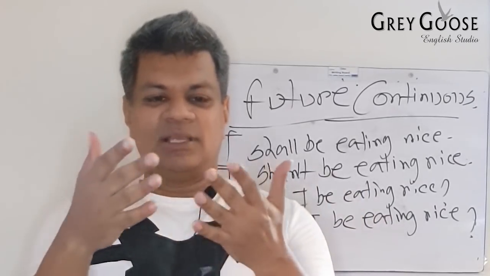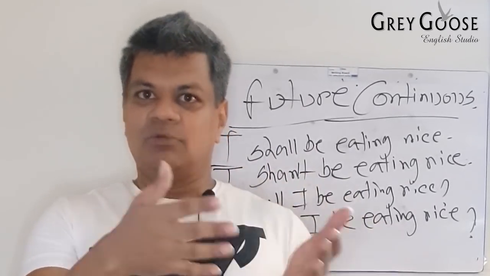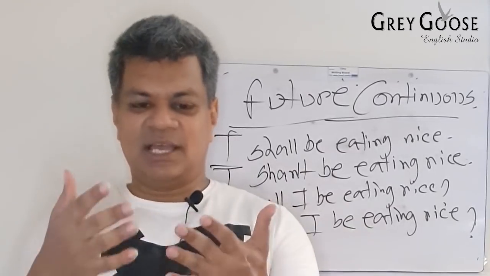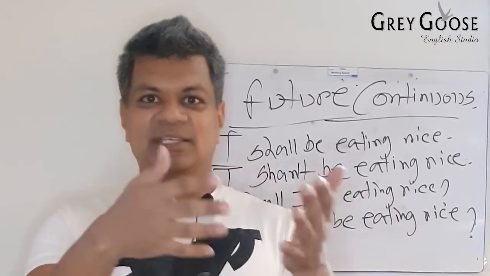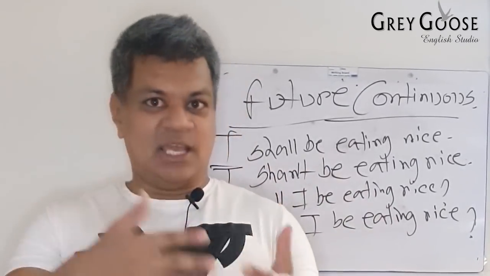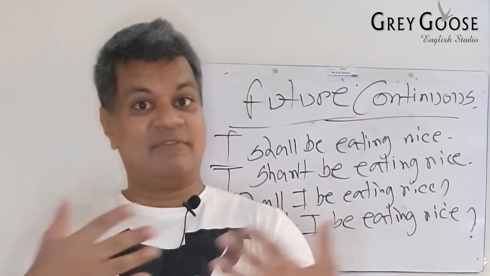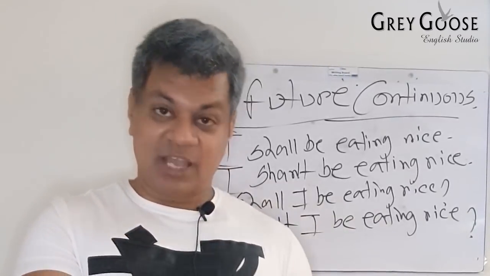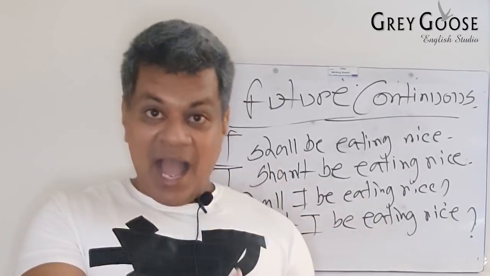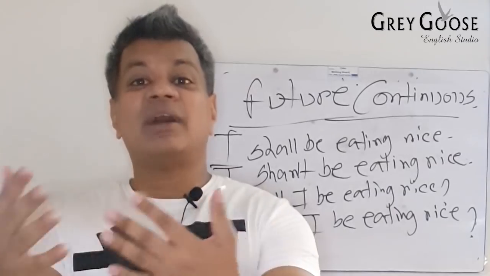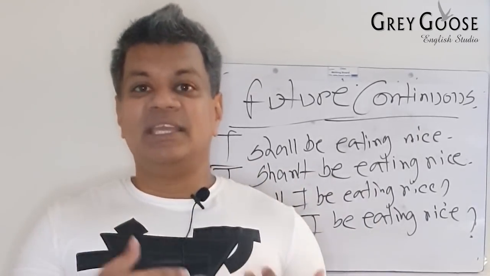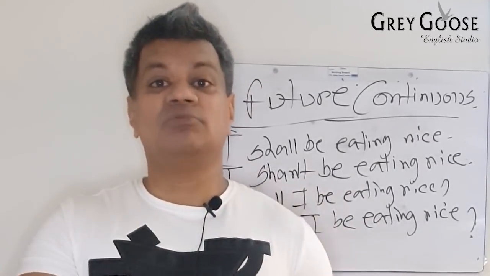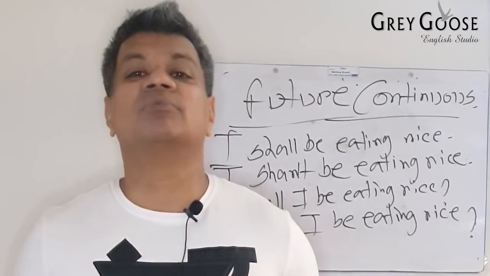I eat rice. I don't eat rice. Do I eat rice? Don't I eat rice? I am eating rice. I ain't eating rice. Am I eating rice? Ain't I eating rice? I have eaten rice. I haven't eaten rice. Have I eaten rice? Haven't I eaten rice? I have been eating rice. I haven't been eating rice. Have I been eating rice? Haven't I been eating rice? I ate rice. I didn't eat rice. Did I eat rice? Didn't I eat rice? I was eating rice. I wasn't eating rice. Was I eating rice? Wasn't I eating rice?